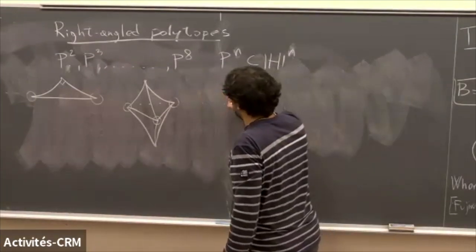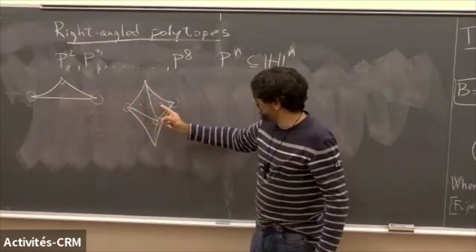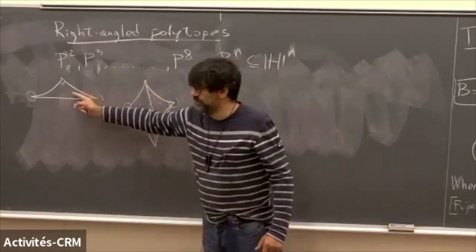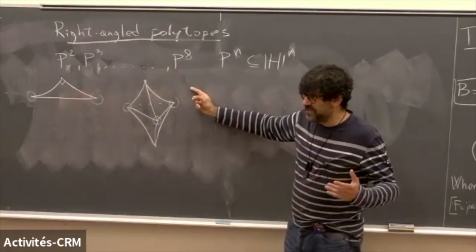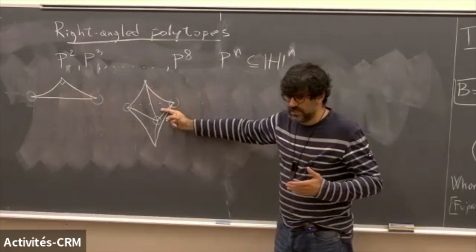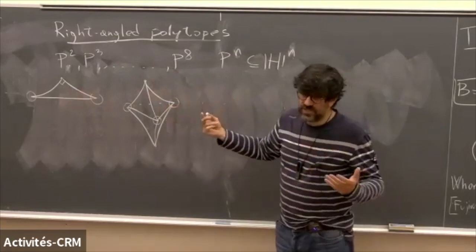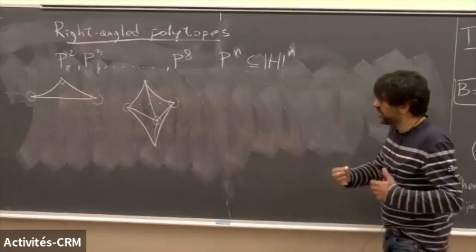And then you go on. So this is a sequence. You see every face of P3 is actually isometric to P2. And then you go on. P4 has 10 faces, each isometric to P3. And P5, which is the one we use, has 16 faces, each isometric to P4.